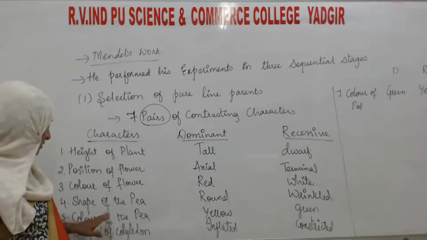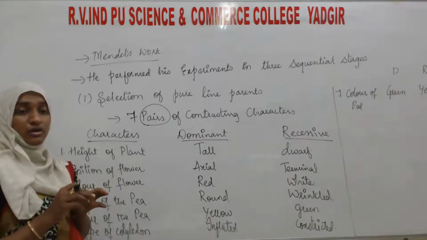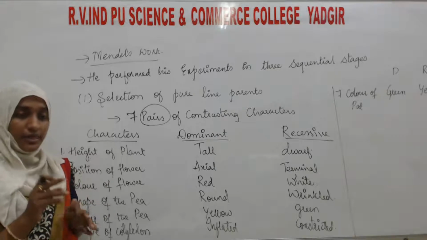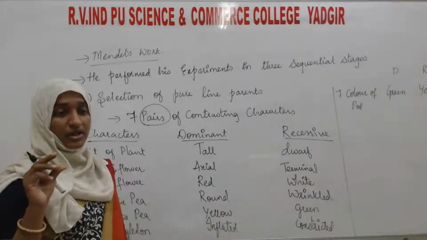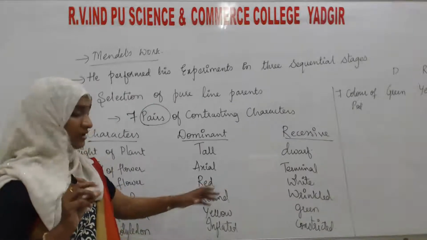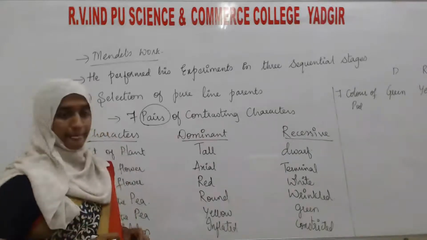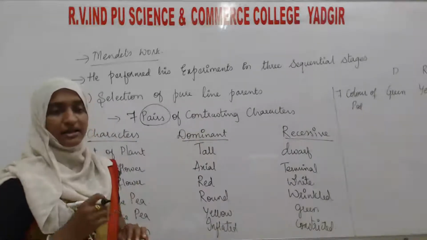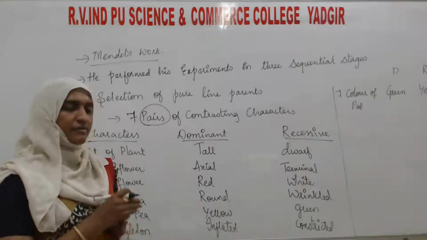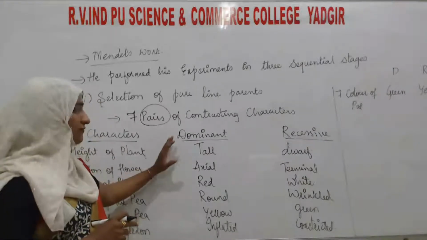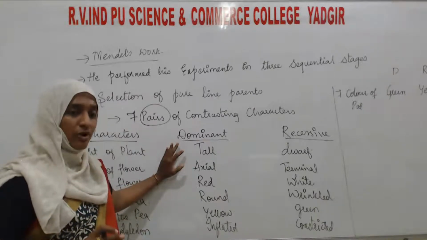See, shape of cotyledon means if you take out the seed, there will be 2 seed coats there. To that we are calling it the cotyledon. One will be the swollen one, that we are calling inflated, and constricted. Last, color of pod. One is green and the other is yellow. So all this is about all the 7 characters. If you are perfect with these characters, then you can solve any problem.